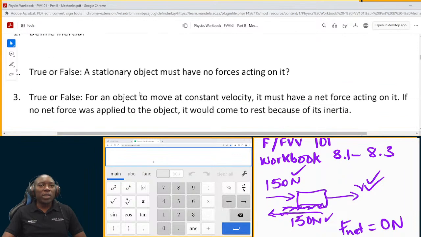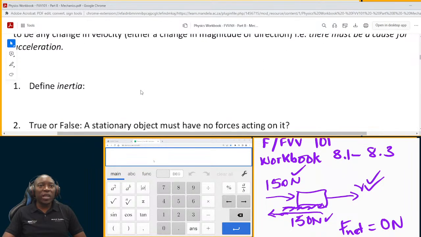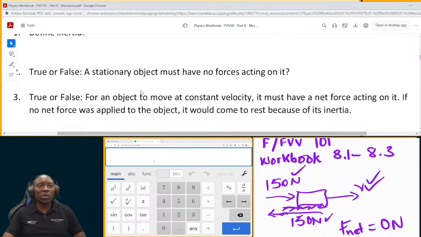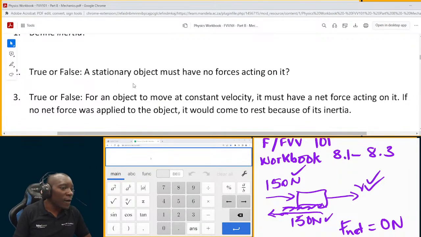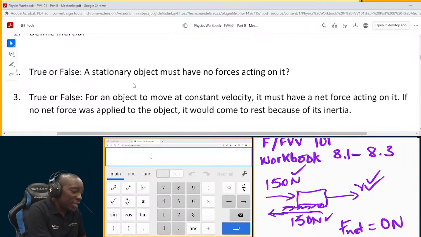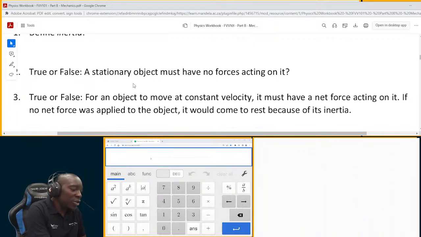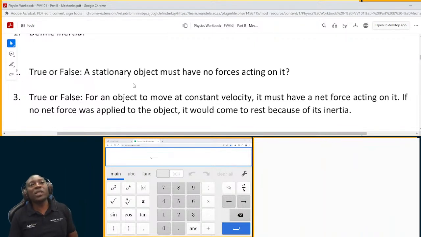Okay, so let's see, define inertia. We have these true or false questions. We'll answer these ones. This should be quite simple. A stationary object must have no forces acting on it. These are interesting questions, though. So if a body is stationary, does it mean no forces are acting on it? No, it doesn't mean that.